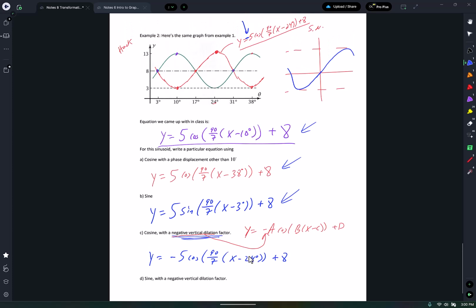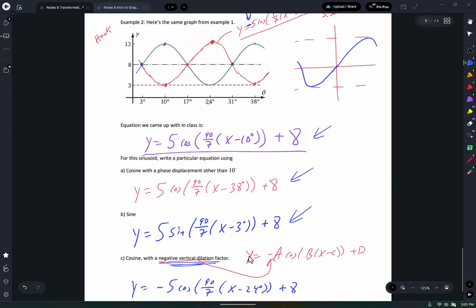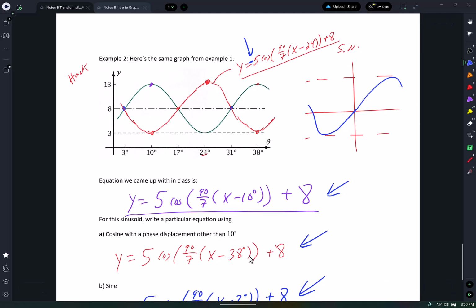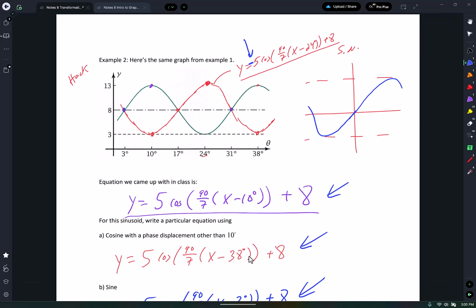So look at the red graph. Look for a point of inflection on the way up. And so this red graph, I want it, give it to me in terms of sine, the red one, just normal. 5 sine 90 over 7, open parenthesis, x minus, where's the point of inflection going up? 17 degrees, close, plus 8.